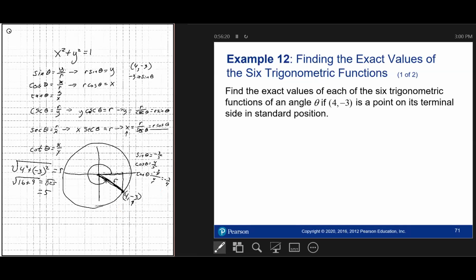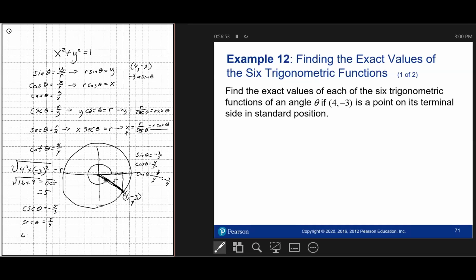And now cosecant, rather than using this, well, this formula is the reciprocal of this formula. And so that's going to be the reciprocal of -3/5, which is a -5/3. Secant is the reciprocal of the x value. The x value is 4/5, so the reciprocal is 5/4.